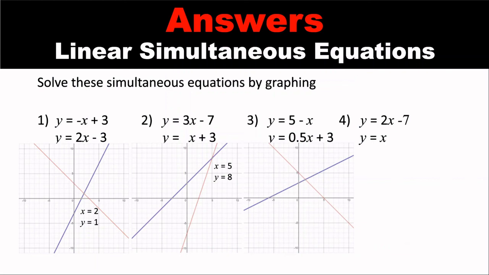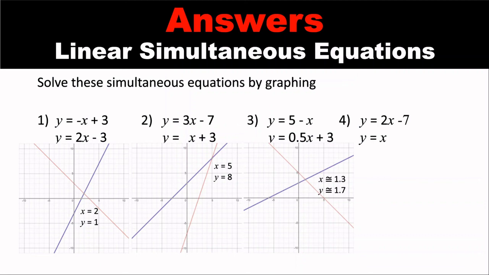Question 3, again, has got one positive sloping line and one negative sloping line. Can you tell which one's which? y equals 0.5x plus 3 is the positive sloping line, the blue one. And y equals 5 minus x is the negative sloping line, the red one. And those two cross at approximately 1.3, 1.7.